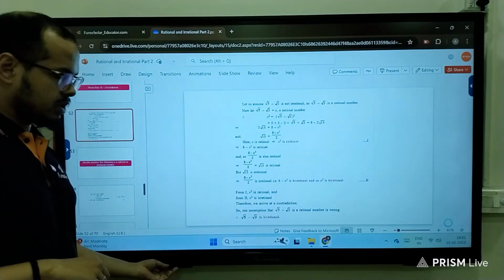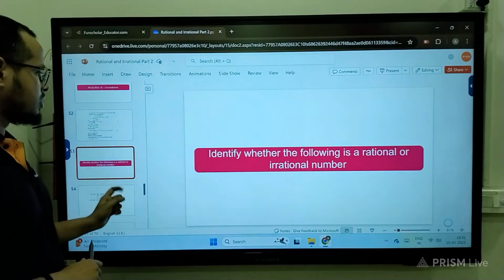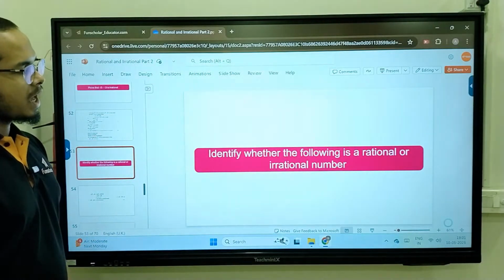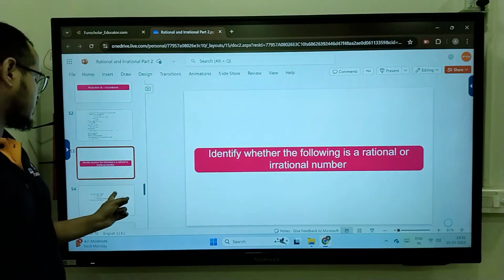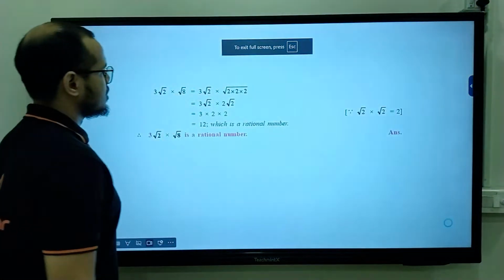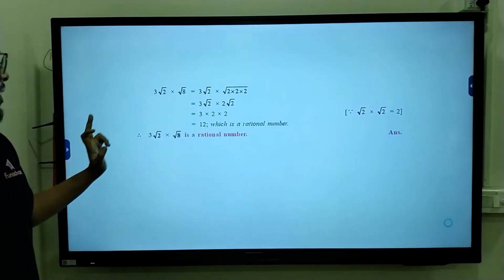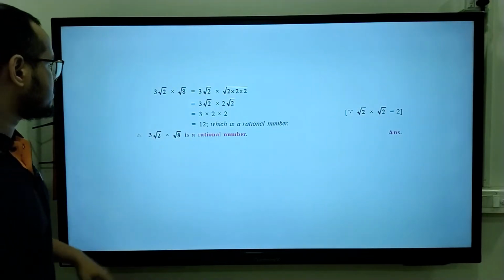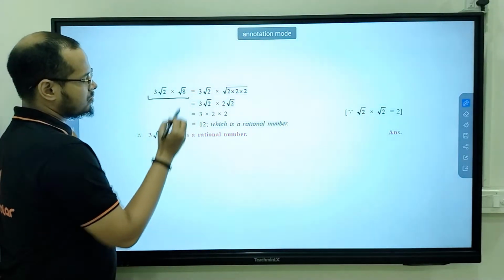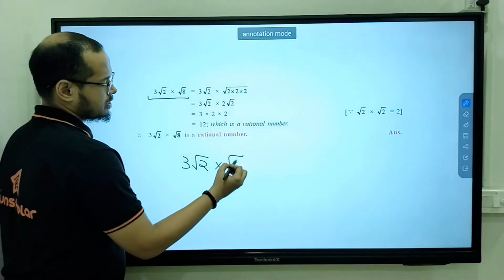Okay, now as we have understood this particular concept, let's continue with our class. So identify whether the following is a rational or irrational number. Okay, let's see what is this all about. First you will be given a number. The number here is 3 root 2 into root 8.